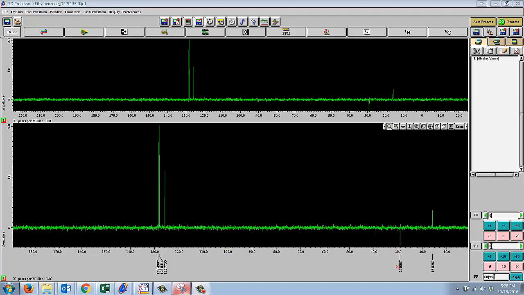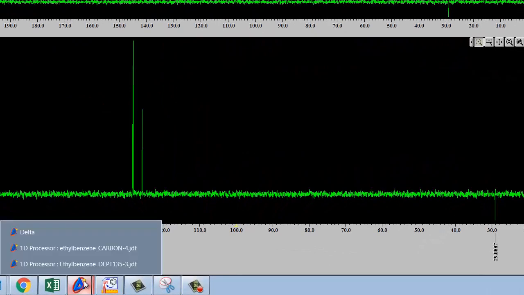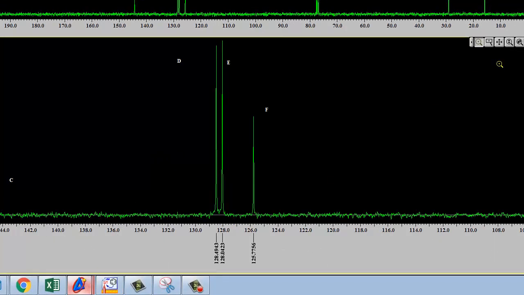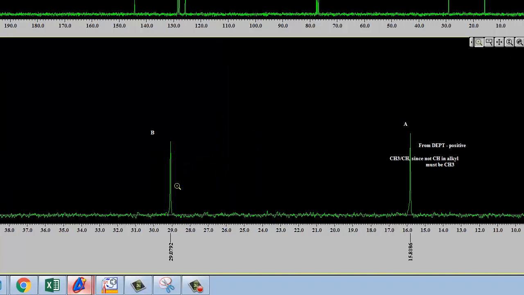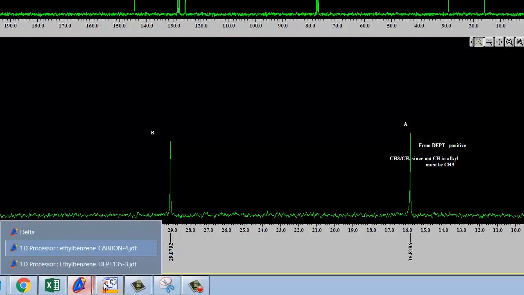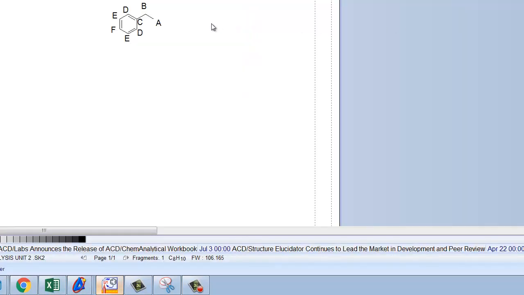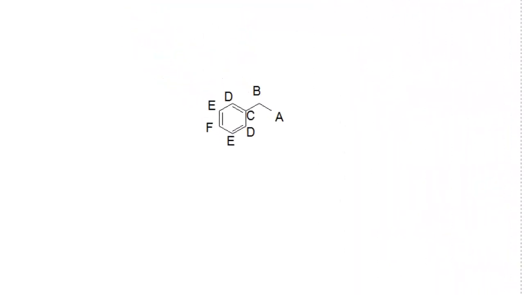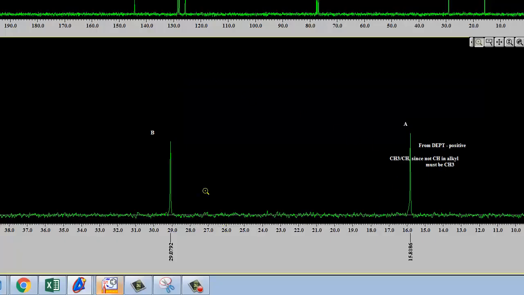when a peak is negative, it's a CH2, so automatically now we can assign these peaks on our carbon NMR. So if we flip back to our carbon NMR, now I can see on my carbon NMR this peak that corresponds to our methylene, our CH2, on our DEPT spectra is negative. So that was our B, that's our CH2, and because it's closer to the aromatic ring, it should be a little bit more downfield.